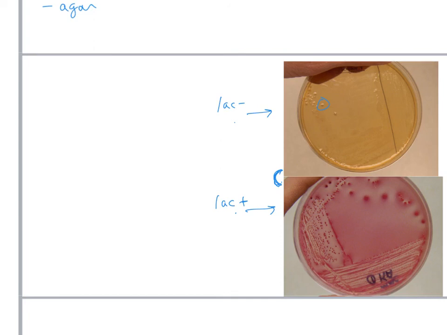Okay, so watch the next video. I'll talk about the IMViC test as well as the urea test. These tests are going to help us identify a gram-negative rod.